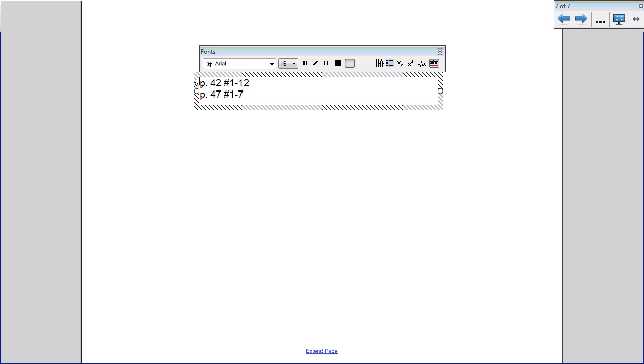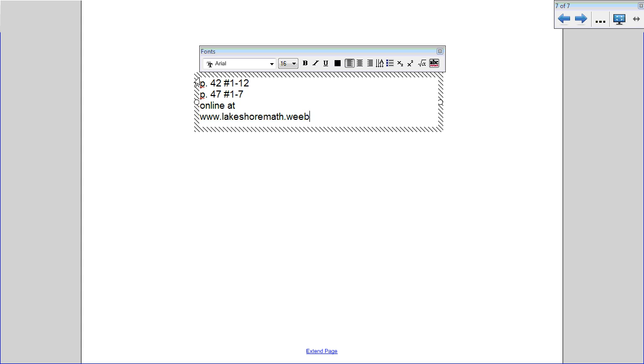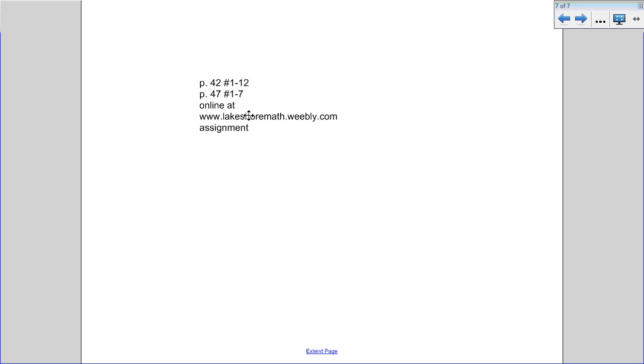and then page 47, numbers 1 through 7. I have put those pages online at www.lakeshoremath.weebly.com, and you need to look for those under the assignment tab. So you're going to go to the assignment tab to find those if you don't have your book at home.